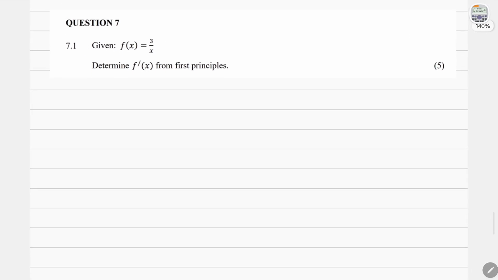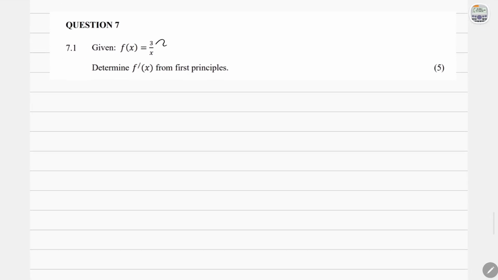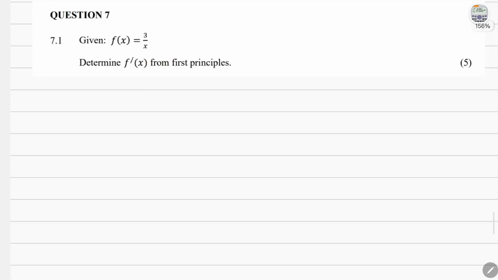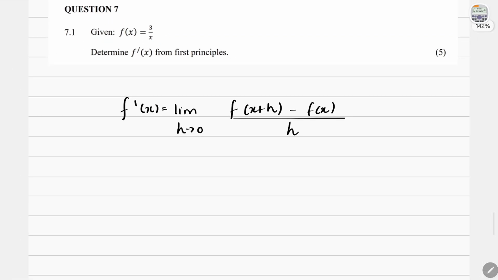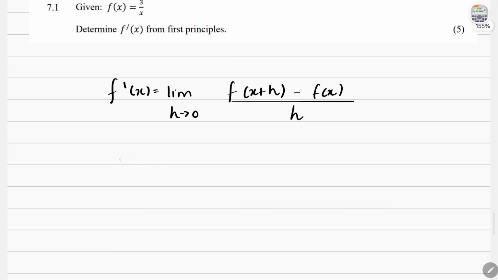Question 7.1 says, given f of x is equal to 3 over x, we need to determine f prime of x from first principles. Okay, so to find f prime of x, remember that the equation looks like this. It's to find the gradient of this function. So we clearly still have to find the f of x plus h since we have f of x. But we'll just find it while substituting.